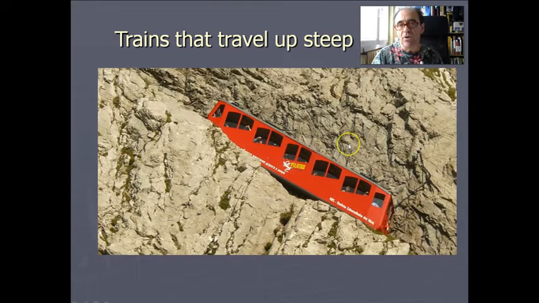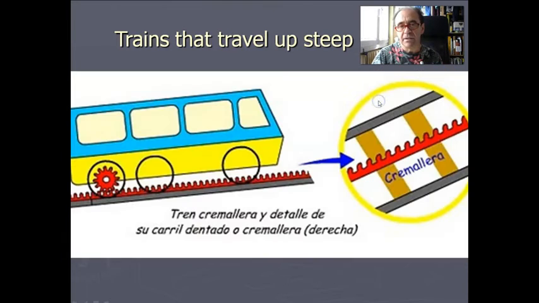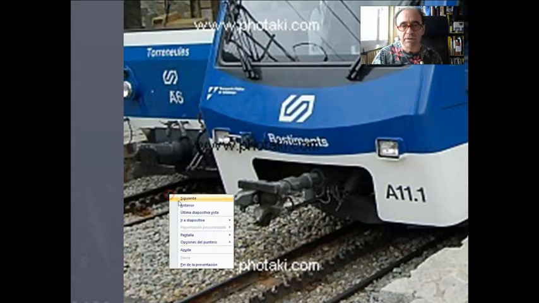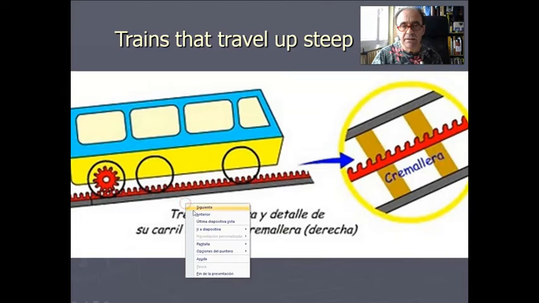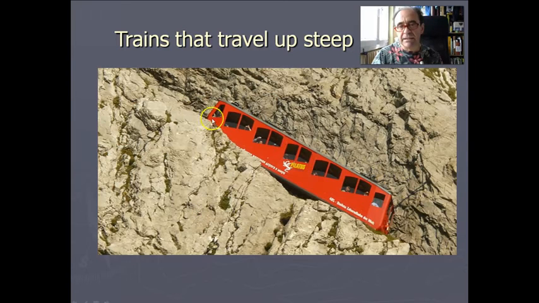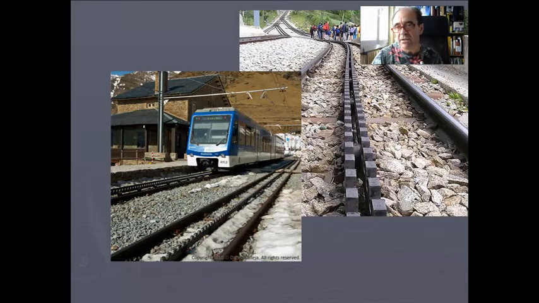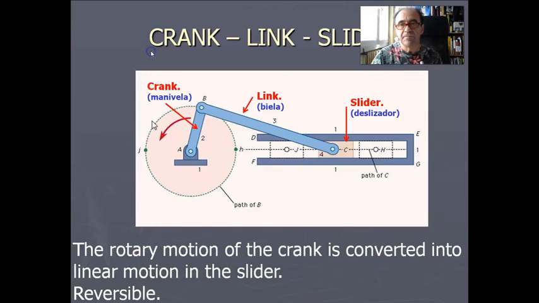Okay, and this one also is another example of rack and pinion. So this is the pinion, this is the rack. We use them when the slope, look here, the slope is really high. So it's a system where we use rack and pinion. Here we have the rack, and the pinion is in the train.